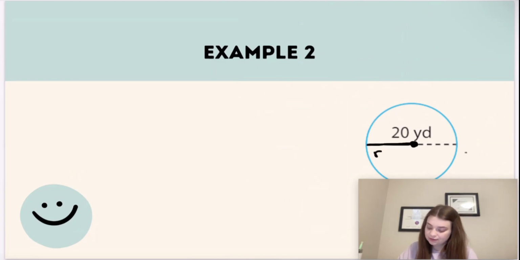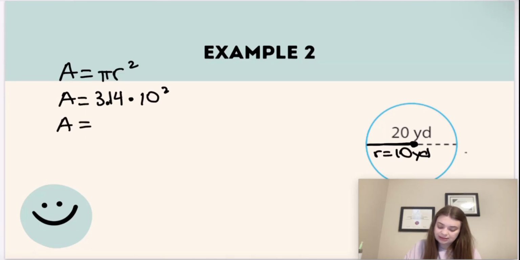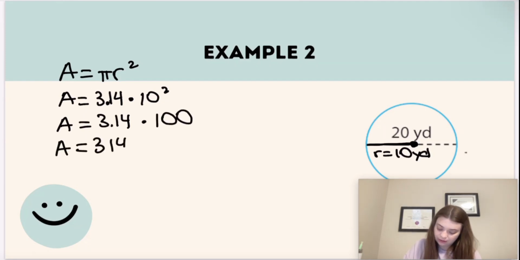So that means if the full diameter is 20 yards, the radius would have to be 10 yards. So area is equal to about 3.14 approximately times 10 squared, right? Because the area is equal to pi r squared in general. So that's going to be 3.14 times 10 squared, which is 10 times 10 or 100. And that is going to be 314. So approximately 314 square yards would be our area here.